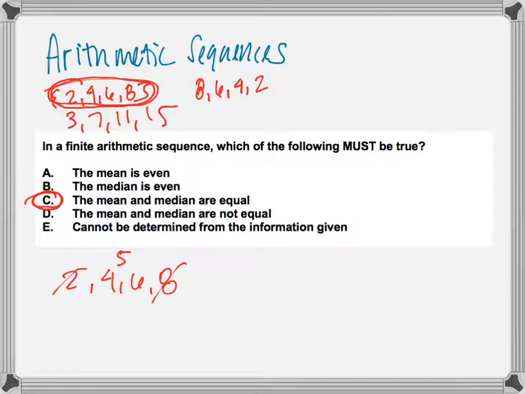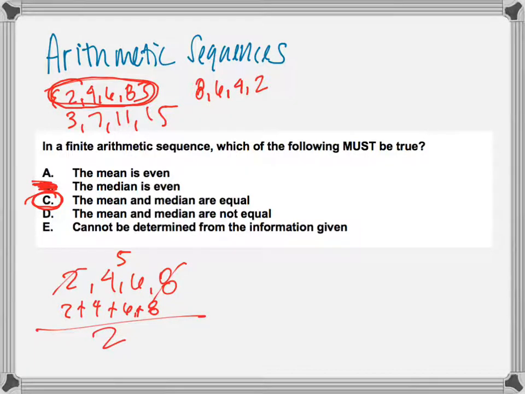So now test out what the mean of this is going to be. Just by testing this out, we can say that B is definitely not true, because the median is not even for this, right? But let's test out what the actual mean is going to be, which is going to be 2 plus 4 plus 6 plus 8, all divided by 2, right?